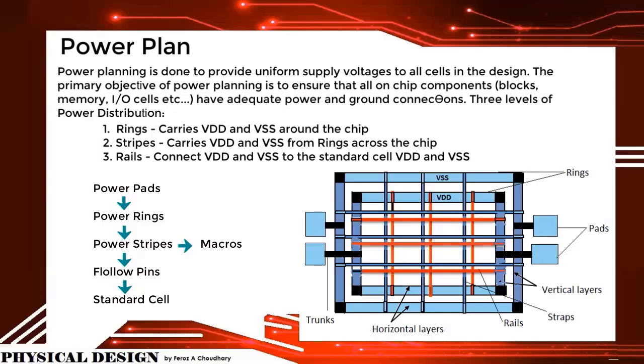There are three levels of power distribution, which are rings, stripes, and rails. Rings carry VDD and VSS around the chip. Stripes carry VDD and VSS from rings across the chip. Rails connect VDD and VSS to the standard cell. The flow, how power is being carried out in the design, is shown with the help of arrows. You can just visualize with the given figure on the right hand side.